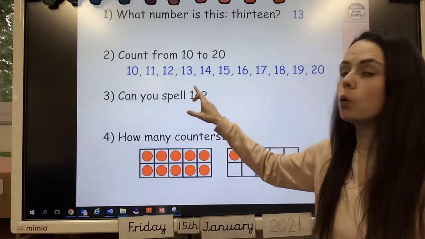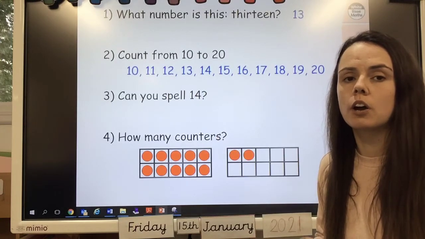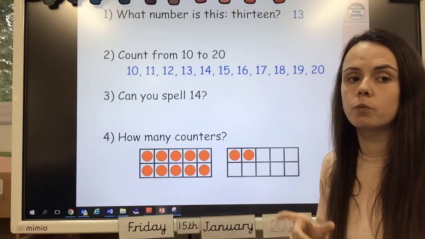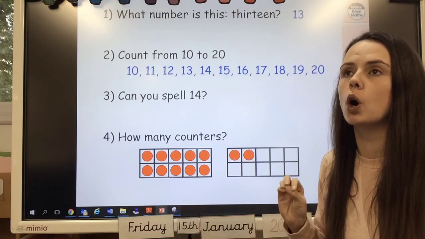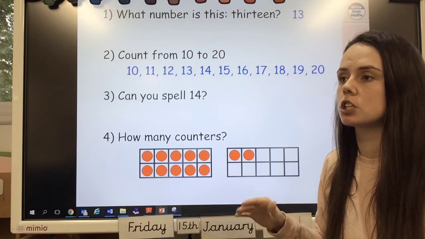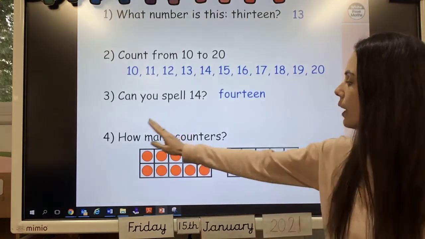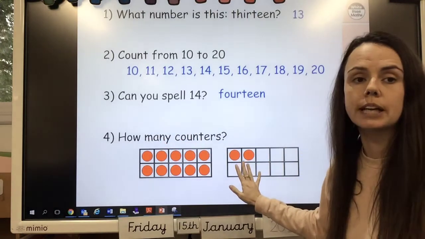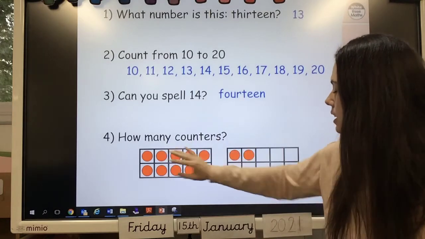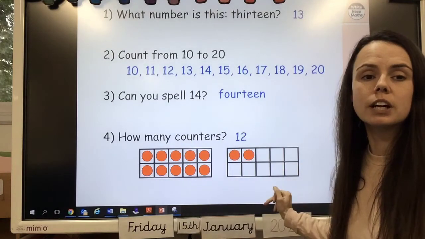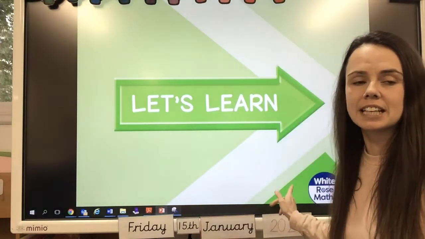Can you spell 14? Now 14 is one of our good ones because we can do a 14. So we write the word 4 and we write teen. So 14. F, O, U, R, T, E, E, N. Now, how many counters have we got down here? We've got a complete 10 and a 2. So 10, 11, 12. We've got 12 counters. Great work. Now let's do our learning.